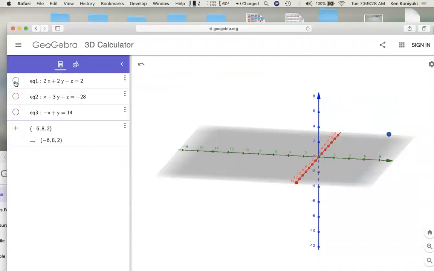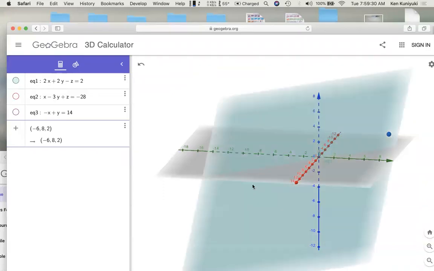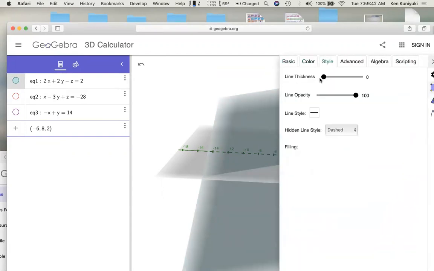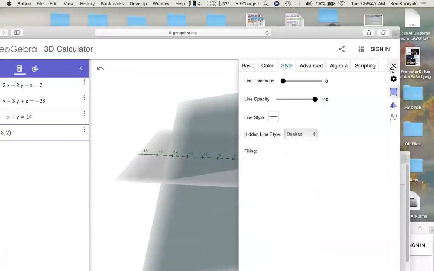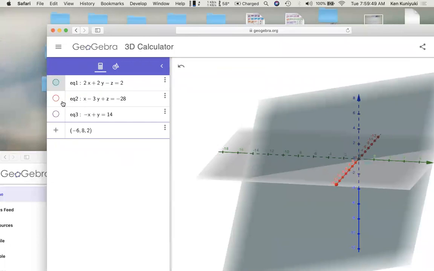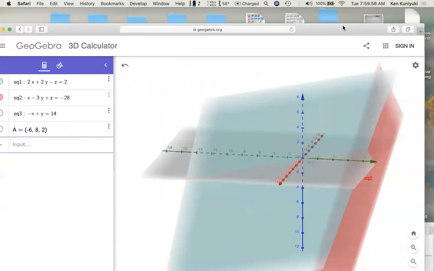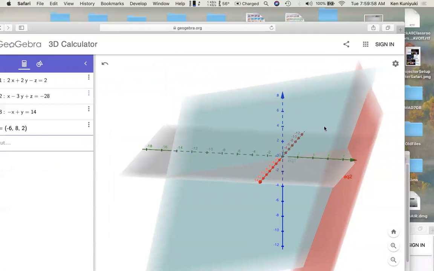The graph of this first equation is a plane. There's even a little note here, equation 1. By the way, to change the color, you can go to Settings, Color, you can change the style, put in lines, grid lines. All right. The second equation gives us a plane in red. And notice that the blue plane and the red plane intersect in a line.